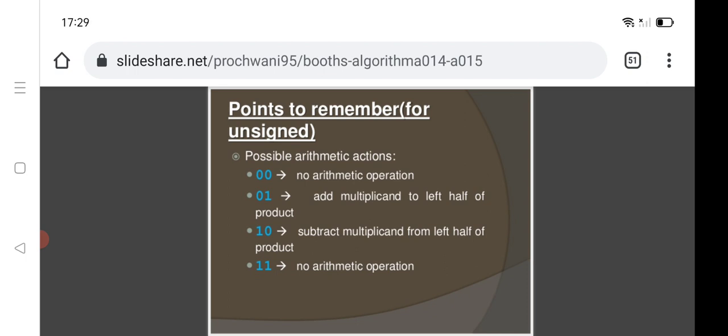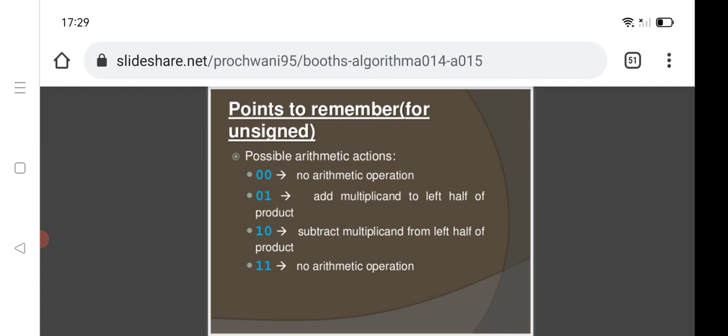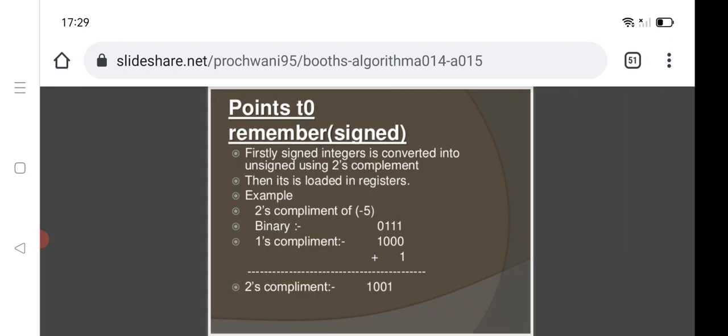Suppose Q and Q minus 1 bit values are 0, 0: I don't need to perform any arithmetic operation. If the values are 0, 1, then I will add the multiplicand to the left half of the product. Next, if it is 1, 0, then you are going to subtract the multiplicand from the left half of the product. If it is 1, 1, then you are going to do no arithmetic operation. Let us take one small example so you can understand very well.